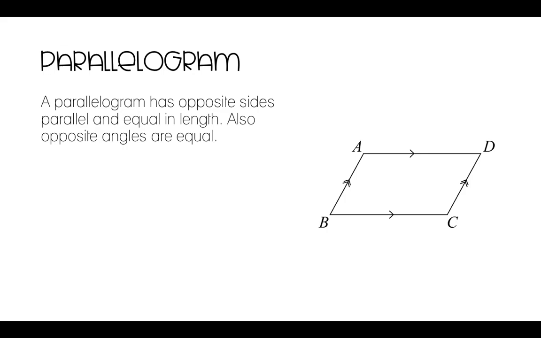We're going to go through now some of the different types of quadrilaterals you'll see and the different rules that we know for them. So a parallelogram has opposite sides that are parallel and equal in length. Now these little arrows represent that these two are parallel and that these two are parallel as well. Okay? All opposite angles are equal. So the angle A and angle C are equal, and angle B and D are also equal.